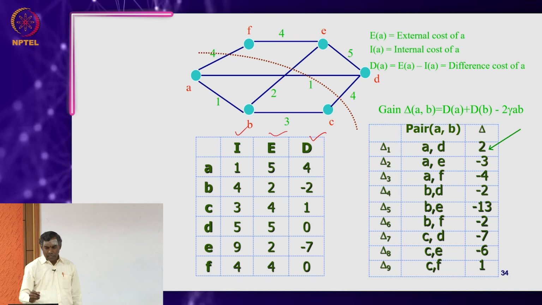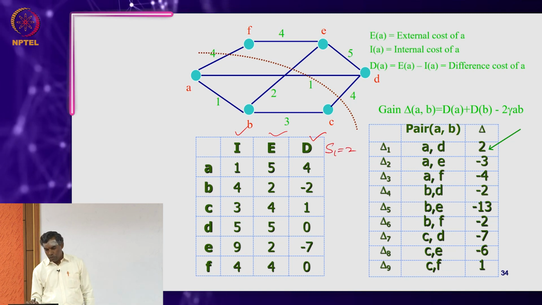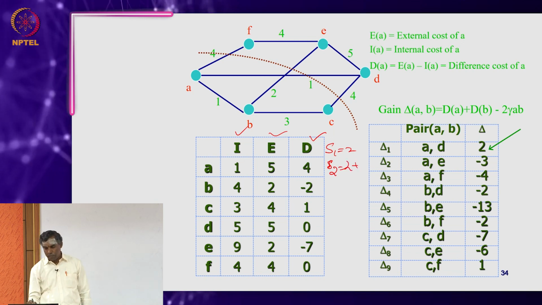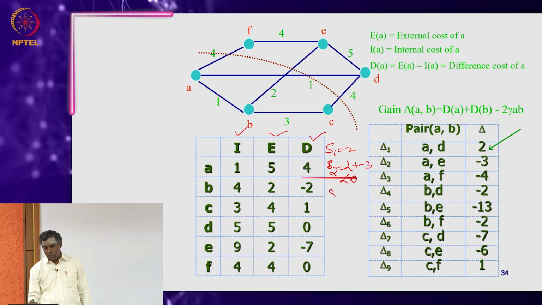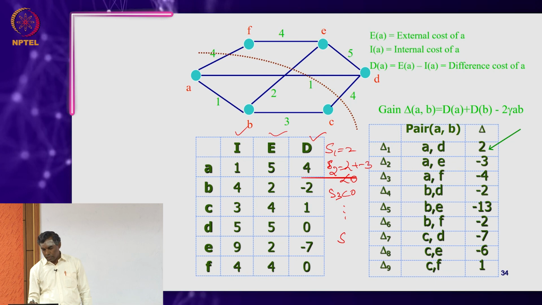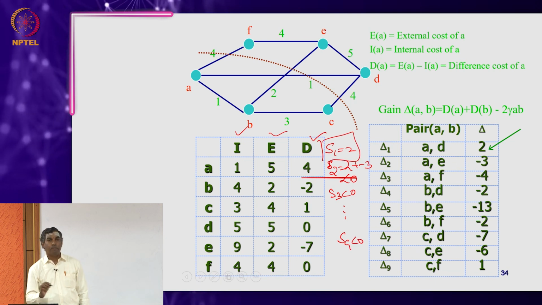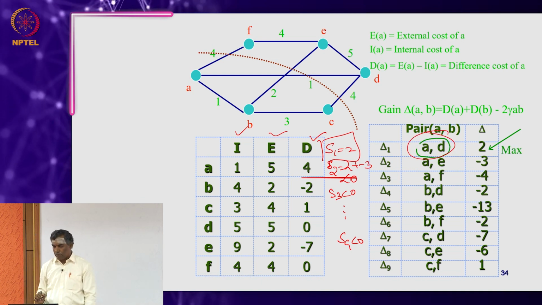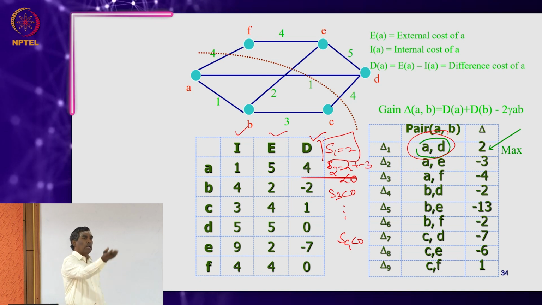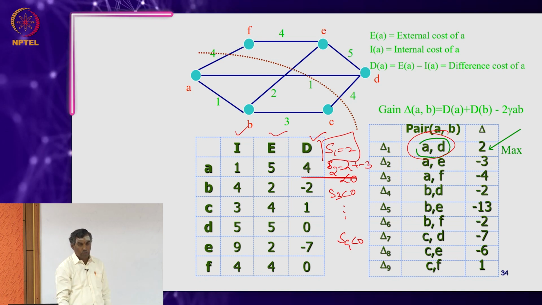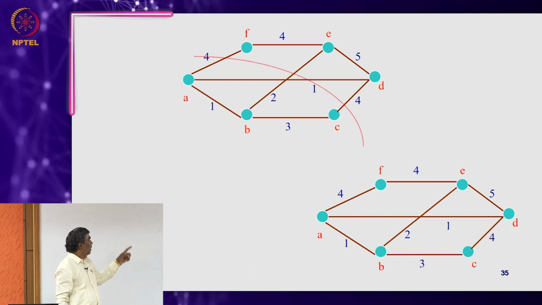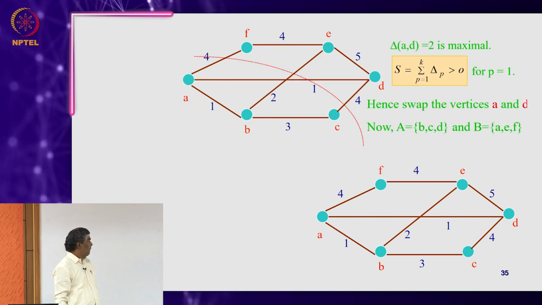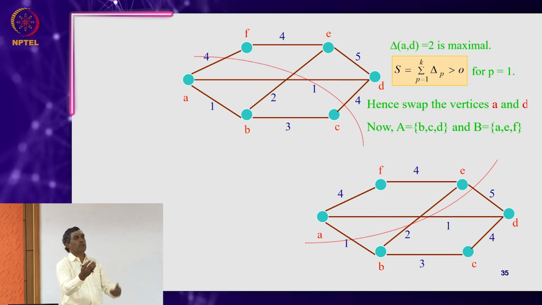Now, if you see, for example, S1 is 2, what is S2? S2 is 2 plus minus 3, it is negative. S3 is negative and so on. If you take S9, everything is negative except S1. That means you try to swap these two vertices. So, I am trying to swap A to the other side and D to this side. This is a swapping process. From this partition, I am trying to swap it, and I am getting this partition.